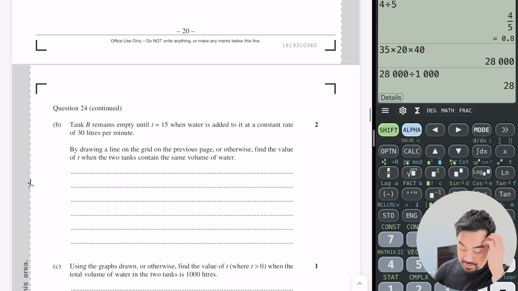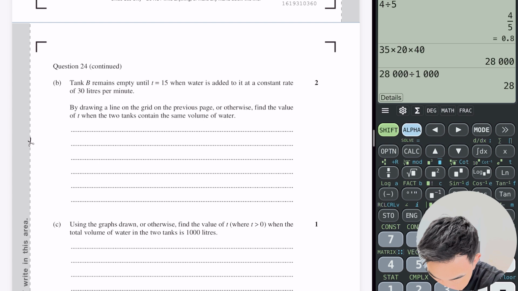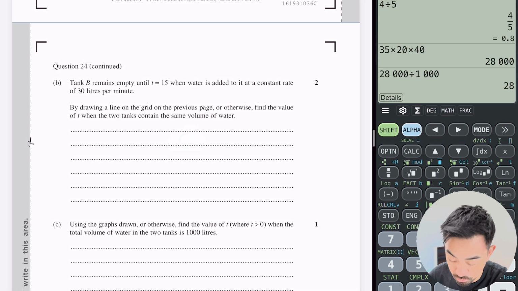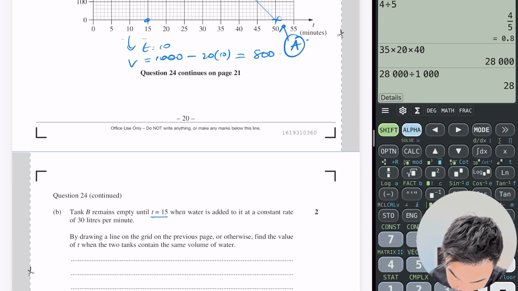All right, tank B remains empty until T is equal to 15 when the water is added at a constant rate of 30 liters per minute. By drawing the line on the grid on the previous page or otherwise, find the value of T when the 2 tanks contain the same volume of water. Okay, so tank B remains empty until T is equal to 15. So it's starting here. I'll do a different color.